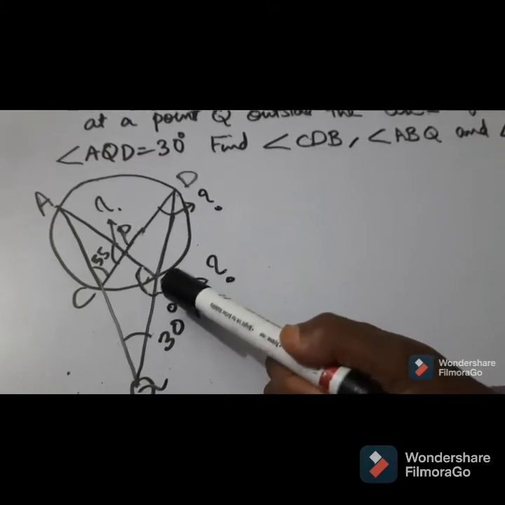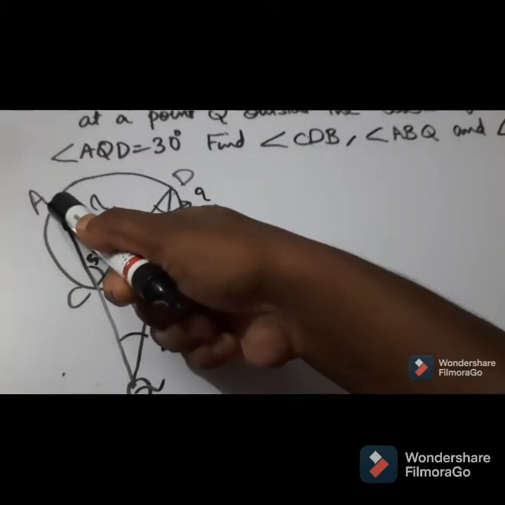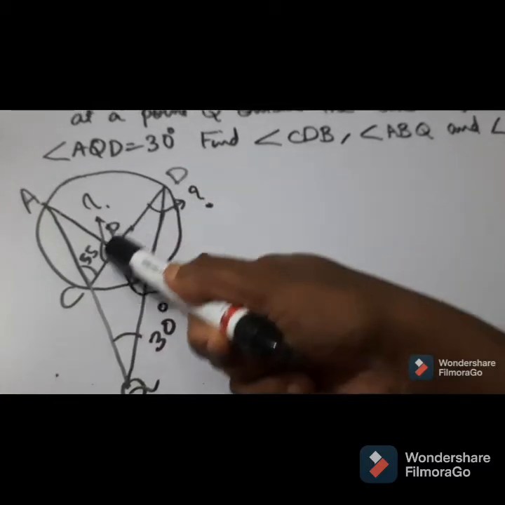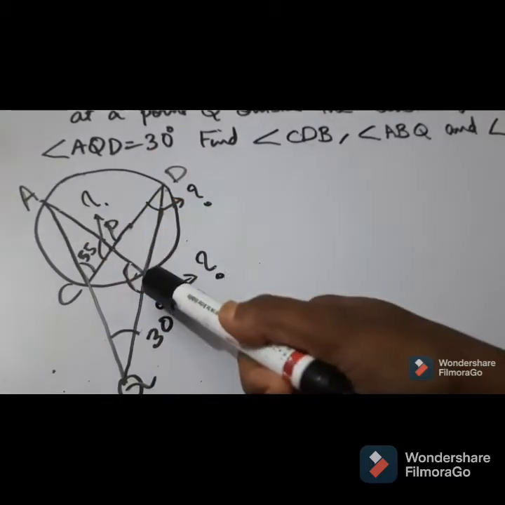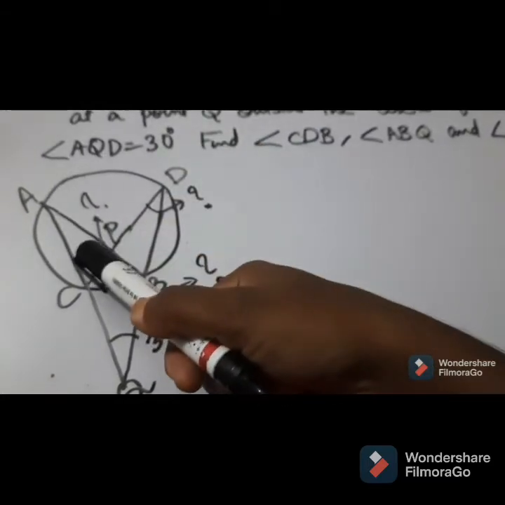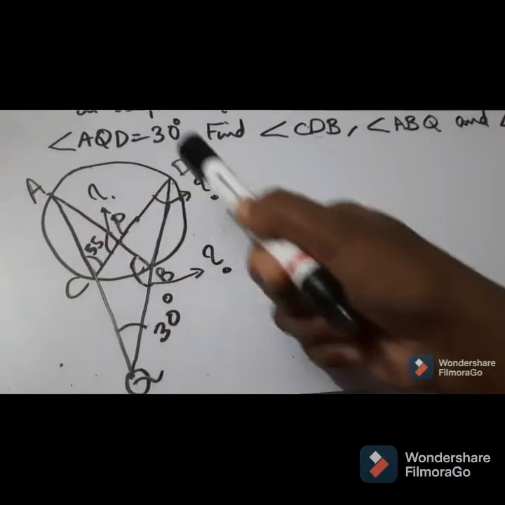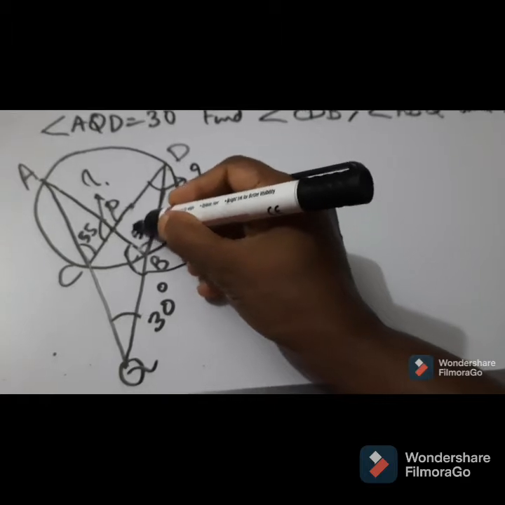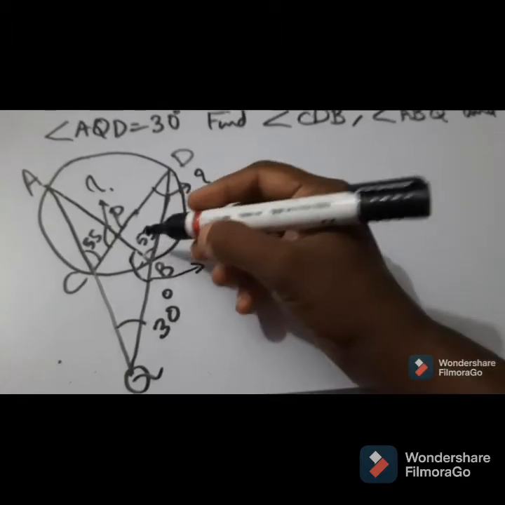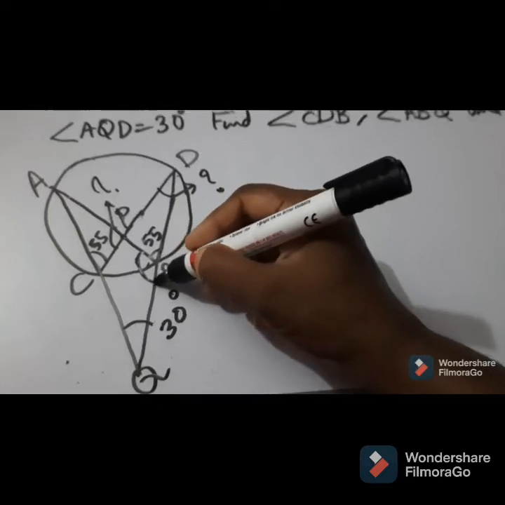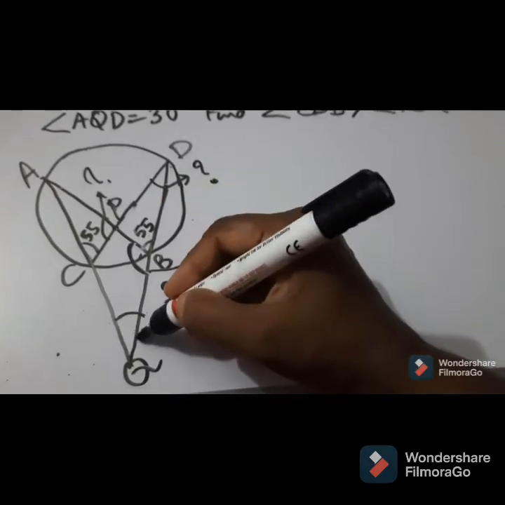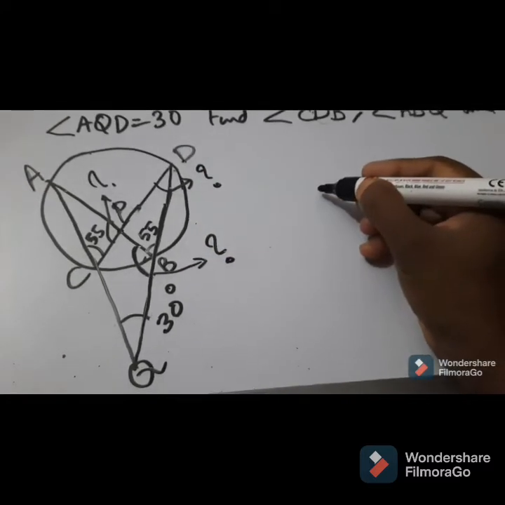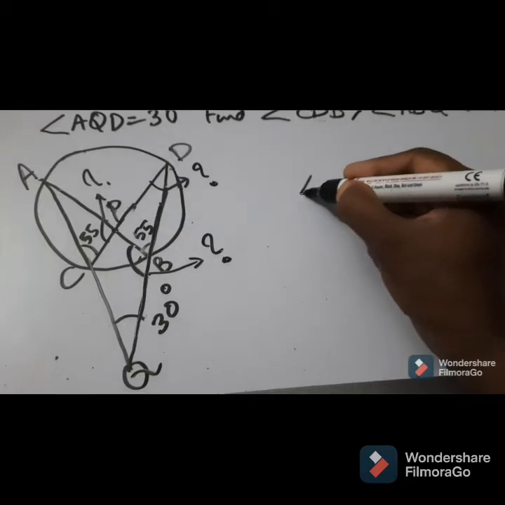Now we can know that this is the segment. In this segment two angles are coming. That means this is 55, and this angle is also 55. Now we want this side, this angle. We can see this is a straight line. Straight line means linear pair. So the first answer is coming.